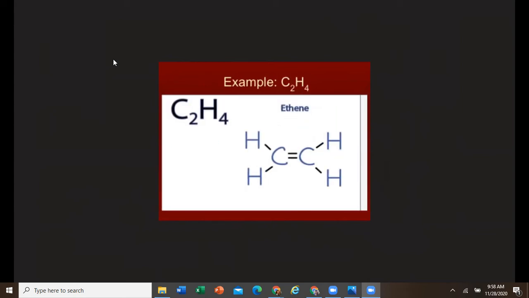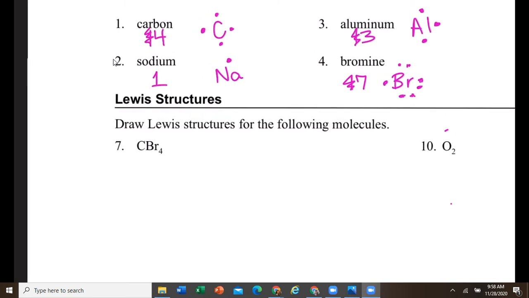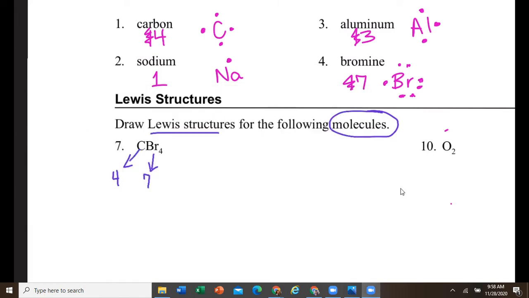All right, so let's look at a couple of examples of drawing. We're going to start with carbon tetrabromide. Don't forget how to name those little covalent compounds. So we're drawing these molecules, and we have to look at the periodic table to get our valence electrons. Carbon, being in group 14, has 4 valence electrons. Bromine in group 17 has 7. Again, I'm getting this information from my periodic table. Carbon's right here, has 4. Bromine has 7.